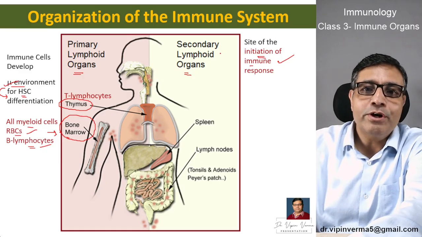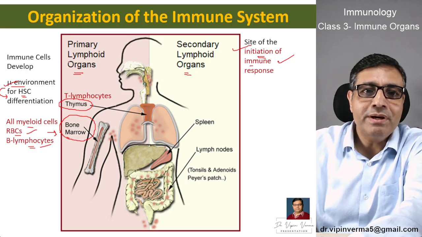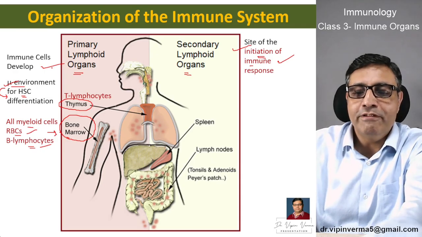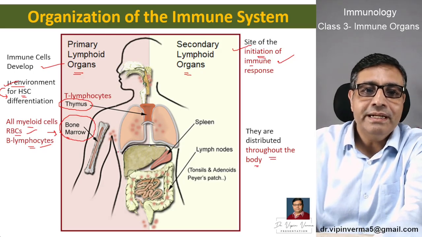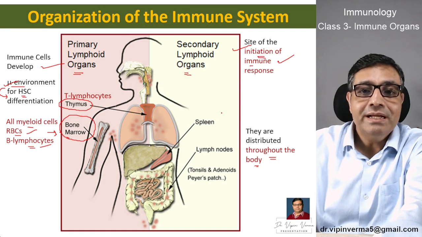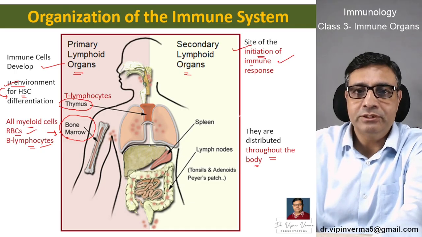Okay, so secondary lymphoid organs are the site of the initiation of the immune response, while the primary lymphoid organs are the organs where our immune cells develop. Now these secondary lymphoid organs are distributed throughout the body. Here we have the primary lymphoid organs, the bone marrow and thymus, so they are limited, while the secondary lymphoid organs are distributed throughout the body. What the different secondary lymphoid organs are and how they are distributed, we will discuss today.